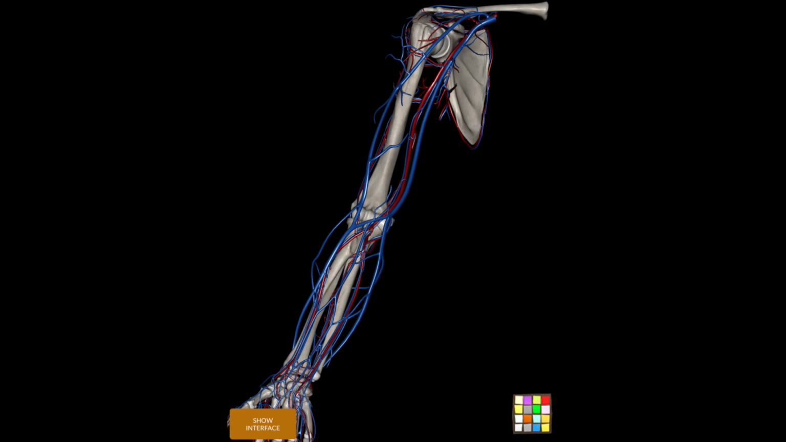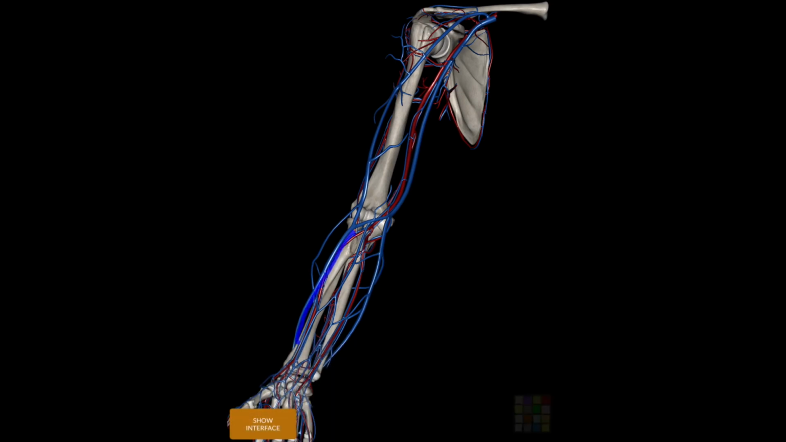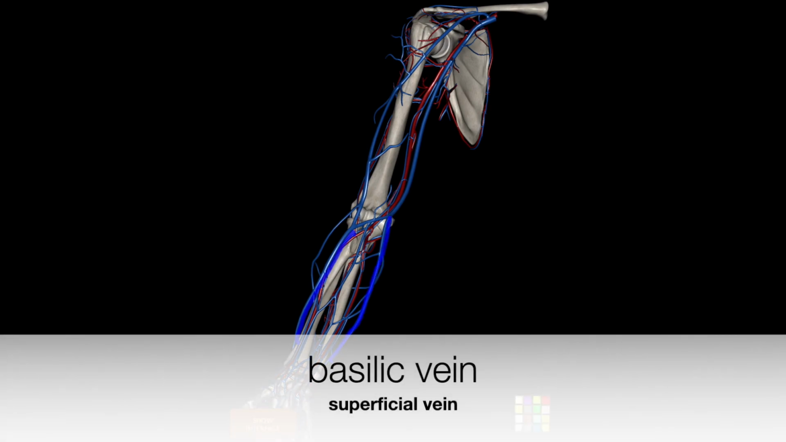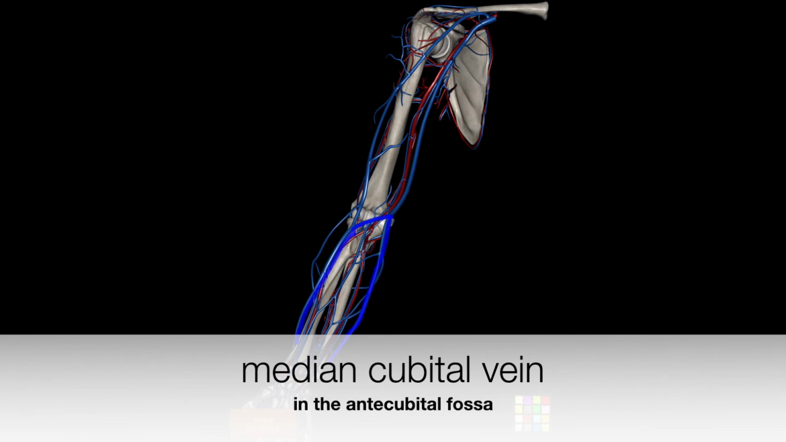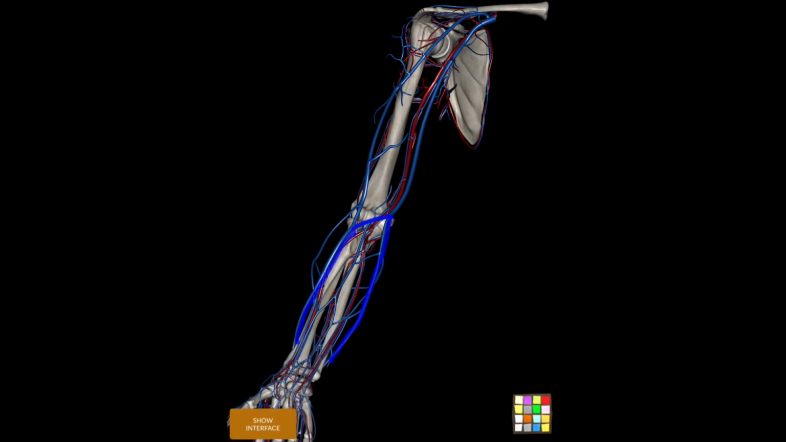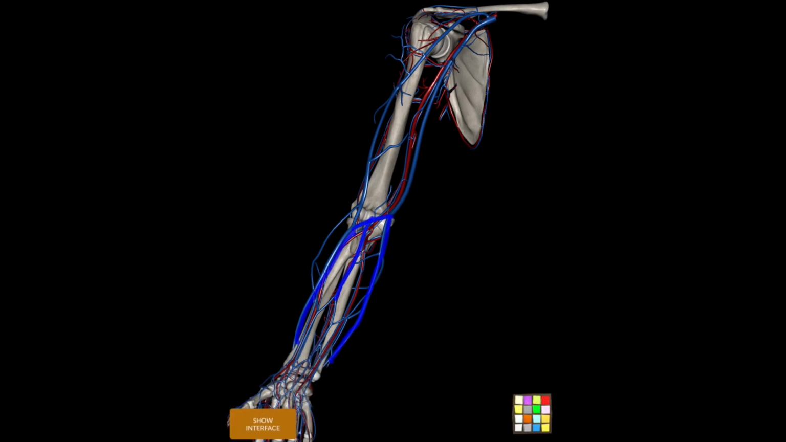There are superficial veins that do not accompany arteries. The veins of the dorsum of the hand form a dorsal venous network that gives rise to 2 named superficial veins, the cephalic vein radially and the basilic vein on the ulnar side. These course up the forearm and are joined over the cubital fossa in the antecubital region by a median cubital vein. Often there is a median antebrachial vein also that joins the median cubital.